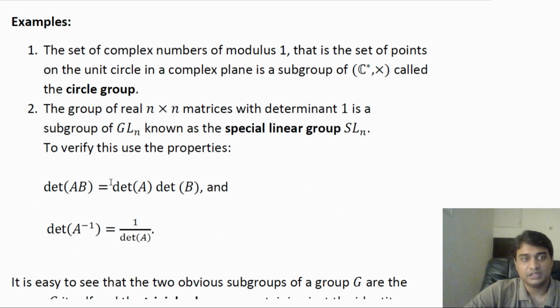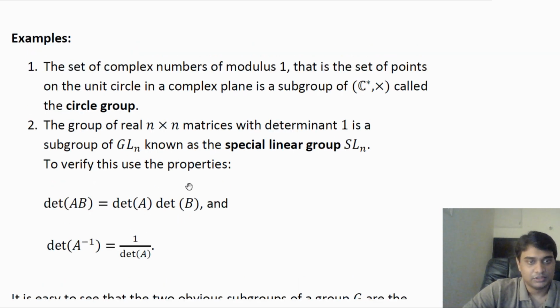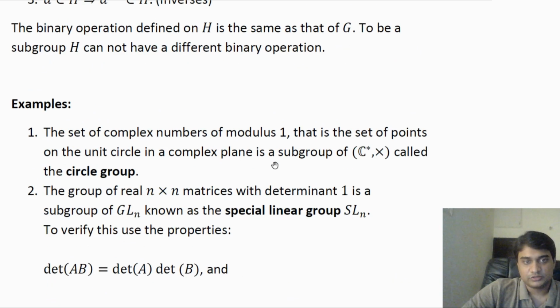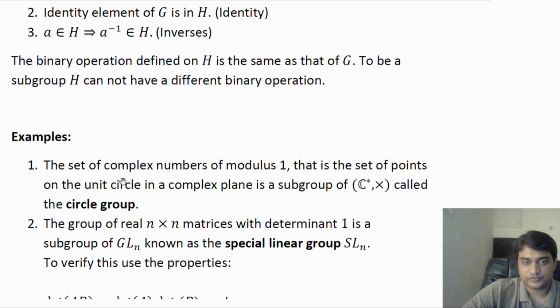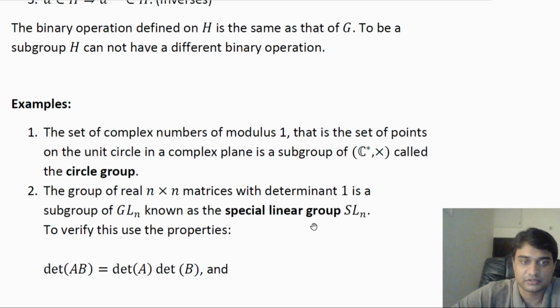And SLn is a group of real n by n matrices. Real n by n matrices means matrices with real entries, with determinant 1, right? So it is a subset of the group of invertible n by n matrices. First of all, we have to check whether it is a subset of the group of invertible n by n matrices. And the answer is yes, because it has determinant 1, and all the matrices with non-zero determinant are invertible. So all the elements of this special linear group are invertible, right?